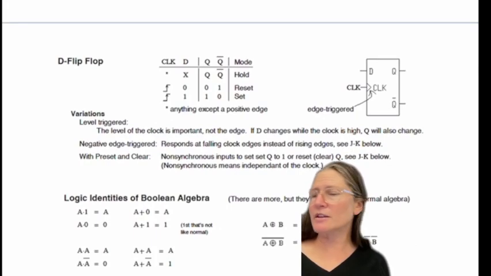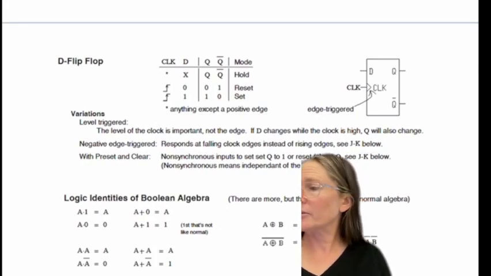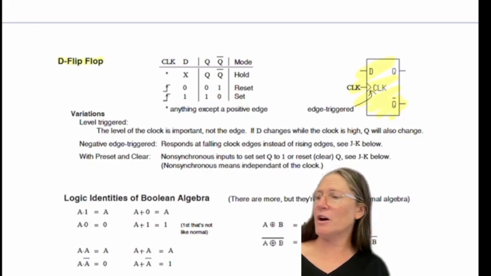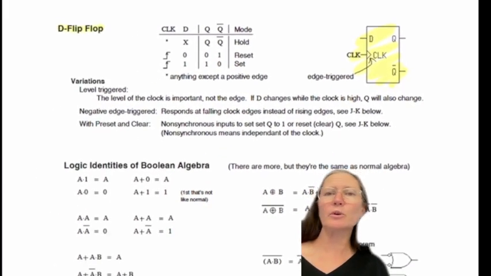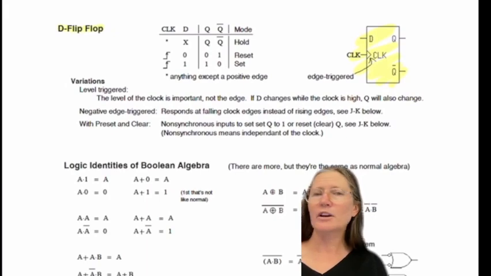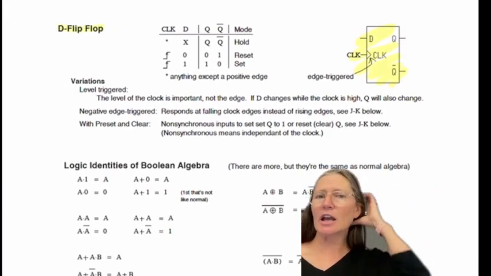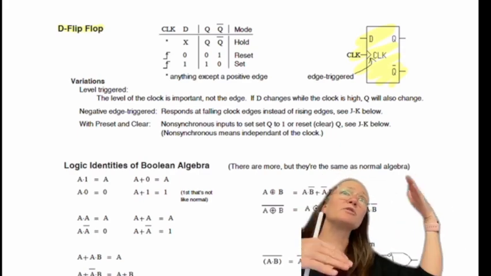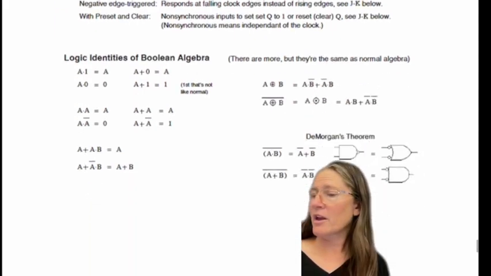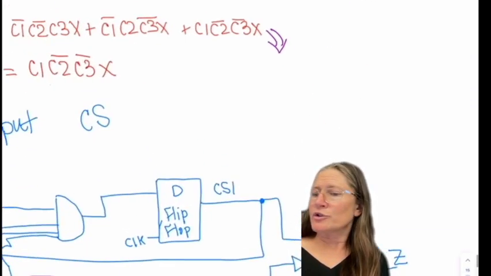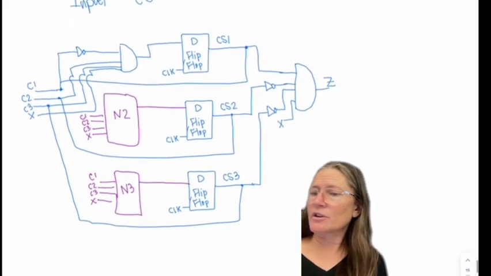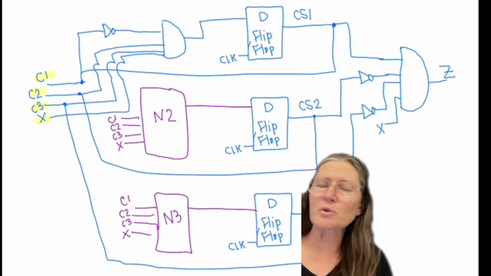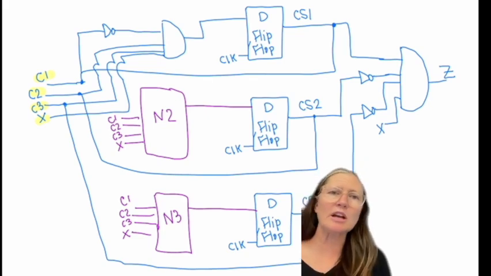How you add in the memory is that the D flip-flop is one of the options. This is what the D flip-flop looks like. You have an input D, a clock, and then an output Q and an output Q bar, which will just be opposite each other. With this, you're again going to have 1, 2, 3, 4 inputs: C1, C2, C3, and X.